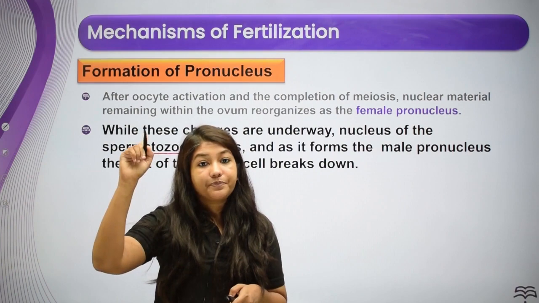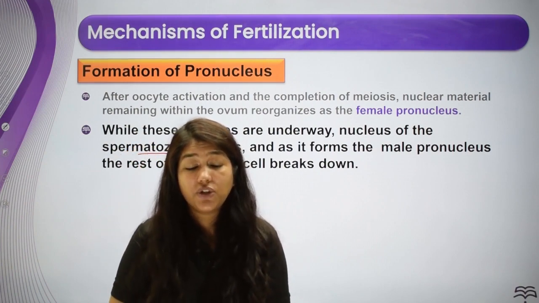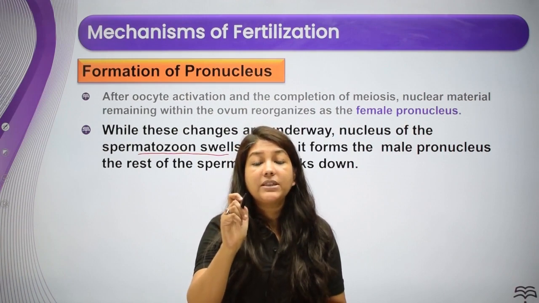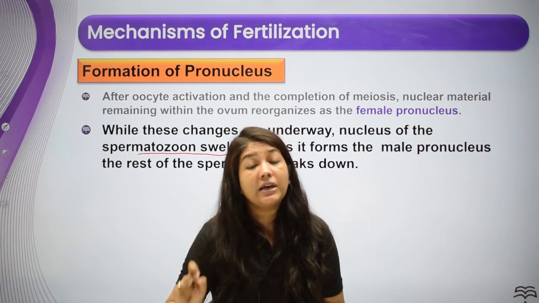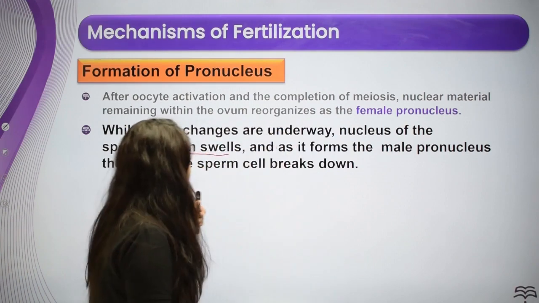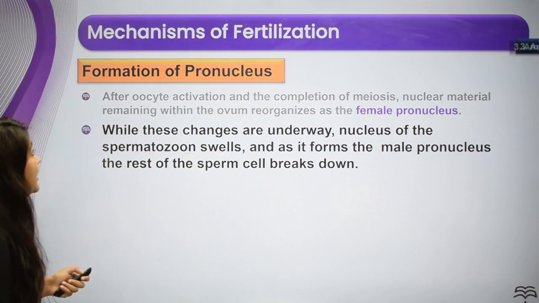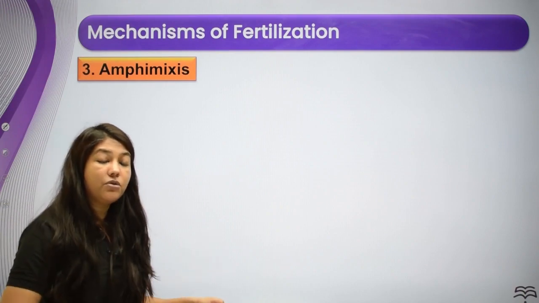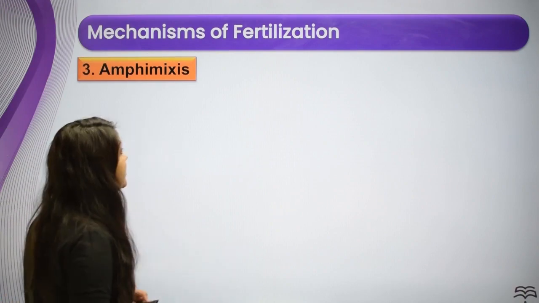Right? हम लोगों ने जब mechanism of fertilization देखा था, वहां पे जो third step था वो था amphimixis. और amphimixis क्या था? Fusion of male and female pronuclei. All right, तो यहाँ पे हम लोगों ने देख लिया that the formation of the pronuclei has happened. Right, female pronucleus बन गया है, male pronucleus बन गया है.